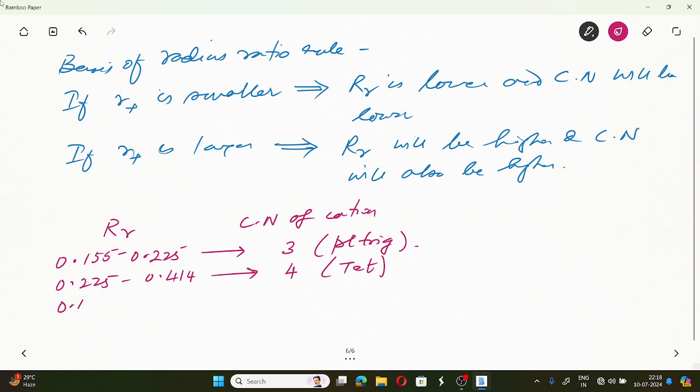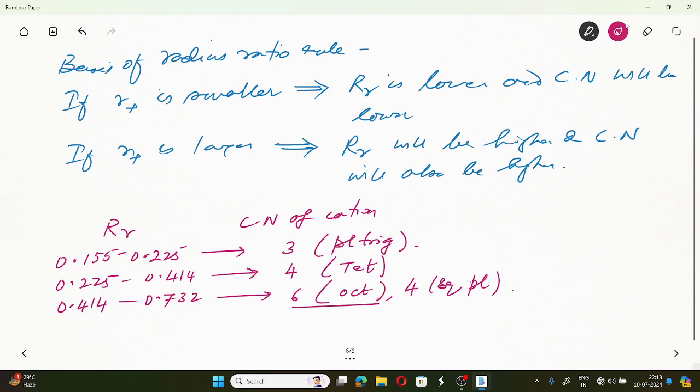When it is in the region of 0.414 to 0.732, the coordination number of cation is 6 and the geometry around the cation is octahedral. In some special cases, it is square planar. But we shall consider only octahedral. We will omit the square planar geometry for the time being.